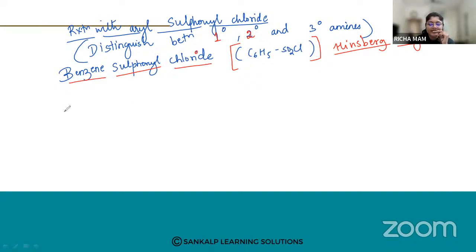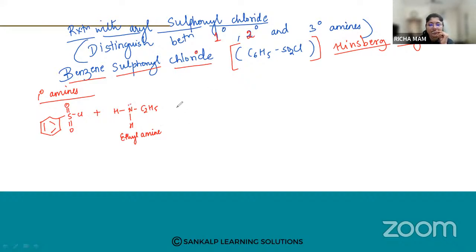Let us see how the primary amines react. Let us take a primary amine first. We will take sulfonyl chloride, C6H5SO2Cl, our benzene sulfonyl chloride. And we are going to take an amine. Let us take ethylamine. I have just changed the position. So this is our ethylamine.